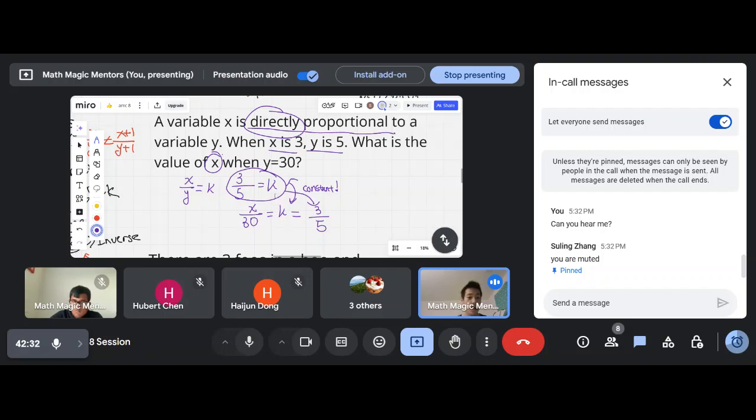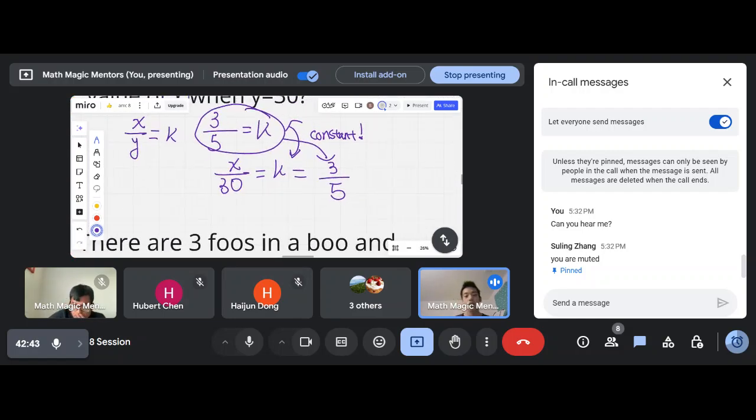And then note that we don't even need to find k. Obviously, we know that k is 3 over 5, which is 0.6. But remember that we want to solve for x. And what's really neat here is that without even finding the value of k, you can find the value of x simply from knowing that x and y are in direct proportion. So we can actually just focus on these two values and equate them. And when we do so, we get x over 30 equals 3/5.